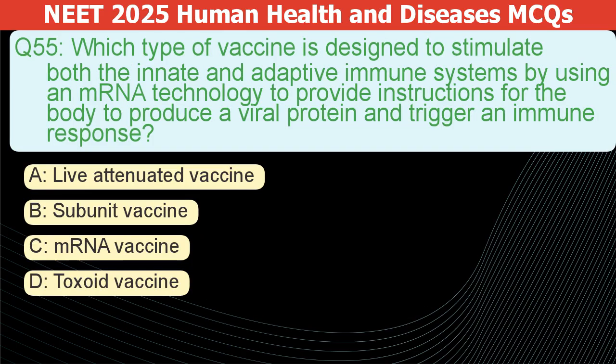Which type of vaccine stimulates both the innate and adaptive immune systems using mRNA technology to tell the body to make a viral protein and trigger an immune response? A. Live attenuated vaccine. B. Subunit vaccine. C. mRNA vaccine. D. Toxoid vaccine.